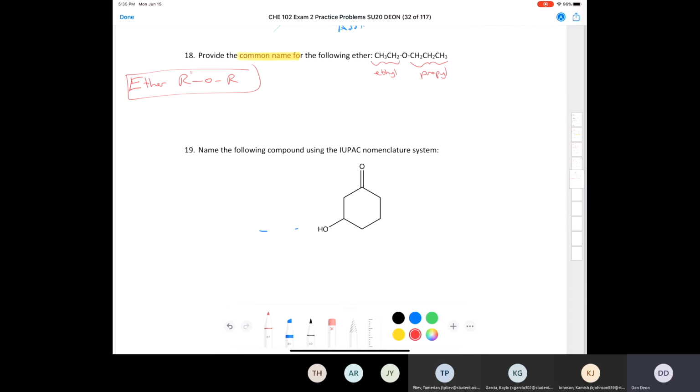And so we would call this ethyl propyl ether. That would be the common name for that molecule, ethyl propyl ether, because it follows the alphabetical rule, in that E comes before P in the alphabet, and it also follows the size rule, which is we list the smaller alkyl group first. So either way, this would be ethyl propyl ether.